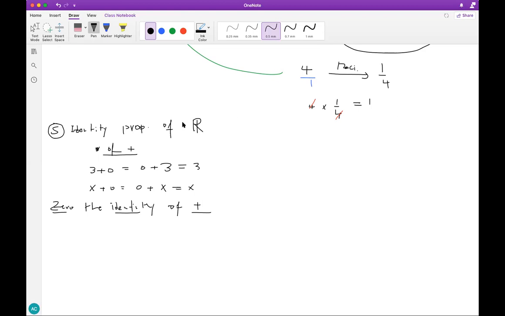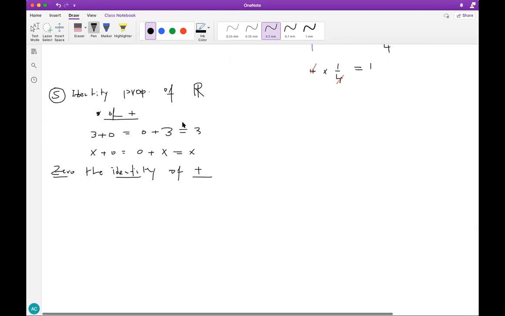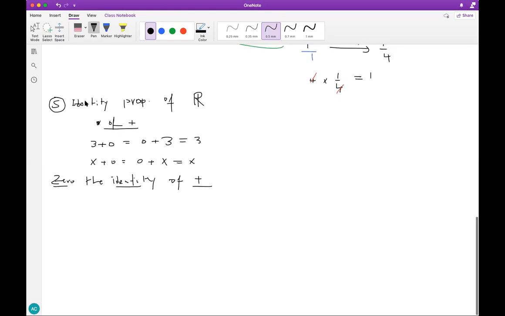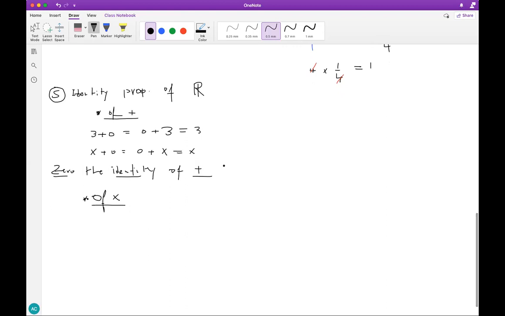The next property is still an identity property, but this time instead of addition, we have multiplication. If 0 is the identity of addition, in the same concept, what is the identity of multiplication?